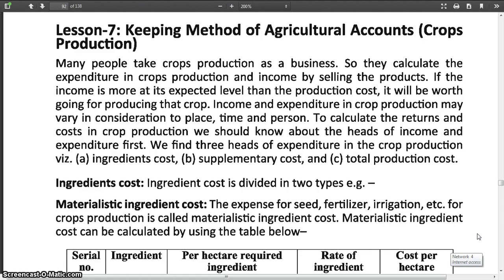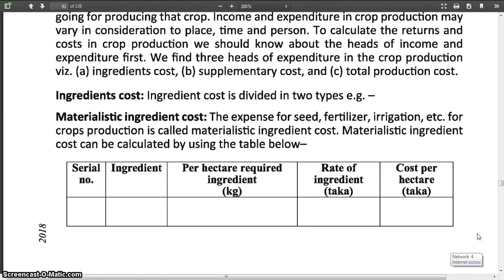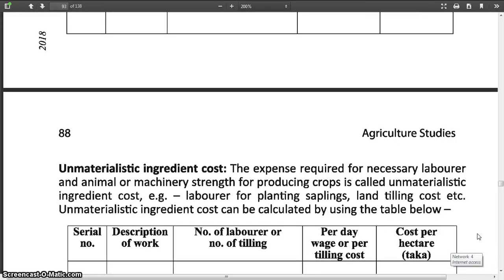To calculate the returns and costs in crop production, we should know about the heads of income and expenditure first. We find three heads of expenditure in crop production, such as ingredient cost, supplementary cost, and total production cost. Ingredient cost is divided into two types. Number one is materialistic ingredient cost, and number two is unmaterialistic ingredient cost.